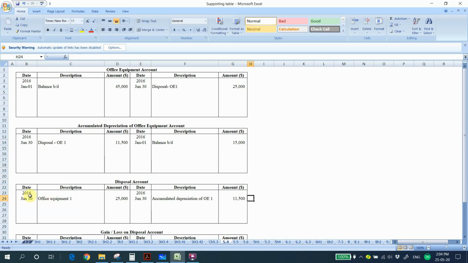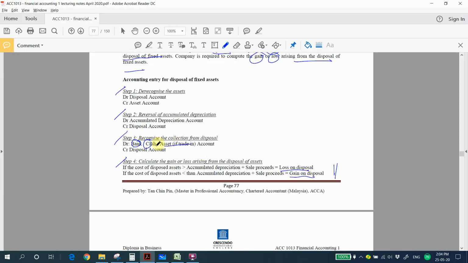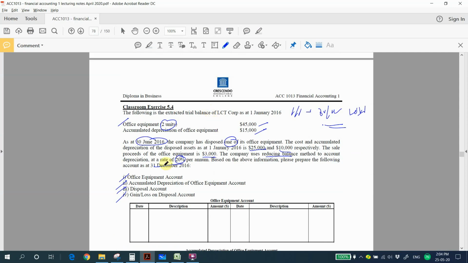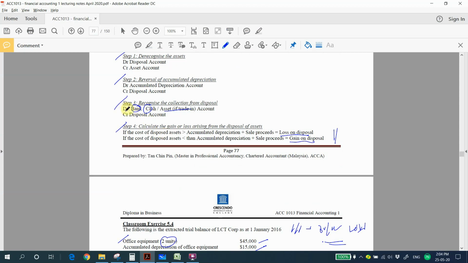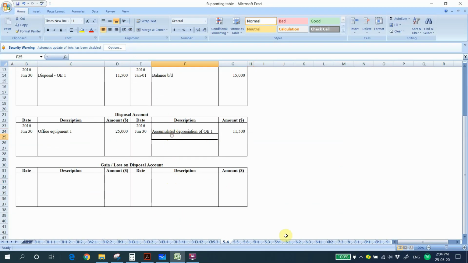After you transfer the asset, we go to step 3, recognize the collection from disposal. How much do we receive? The sale of the office equipment is 3,000. We assume that this 3,000 is done by bank transfer. So we debit the bank account and credit goes to the disposal account. On June 30th, we write bank 3,000.